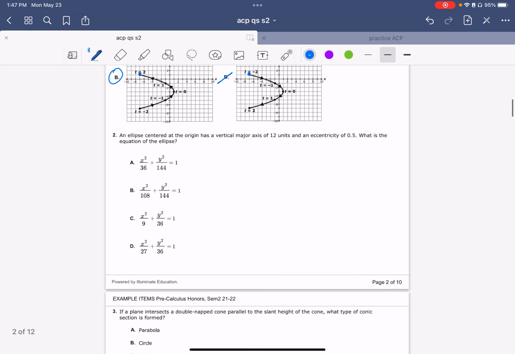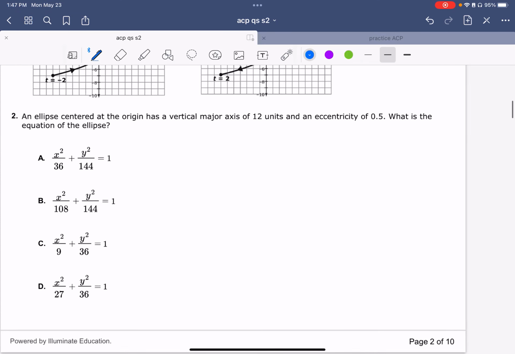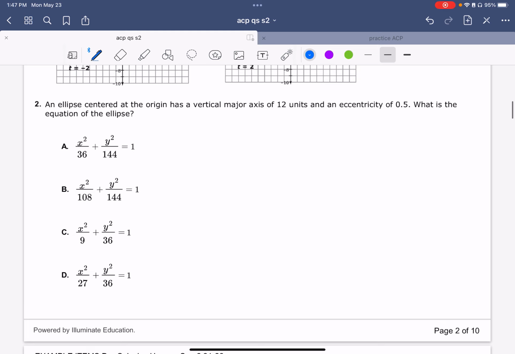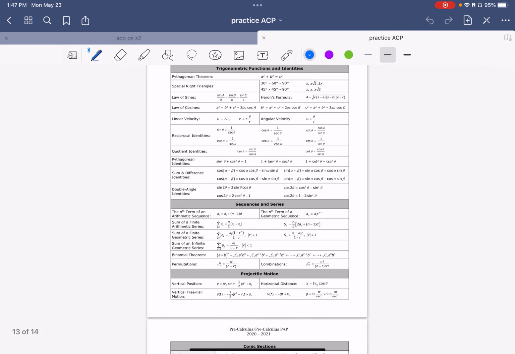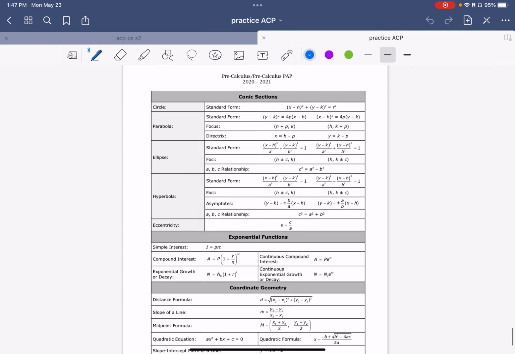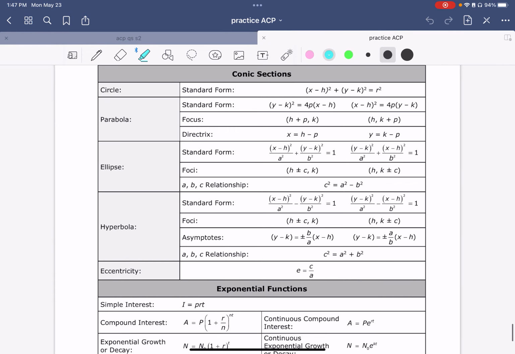Moving on to number 2. An ellipse centered at the origin has a vertical major axis of 12 units and an eccentricity of 0.5. What is the equation of the ellipse? Now, in class, I didn't specifically teach eccentricity, but if you look at your formula chart on the back page where the conic sections is, you will see that the equation for eccentricity is right here.